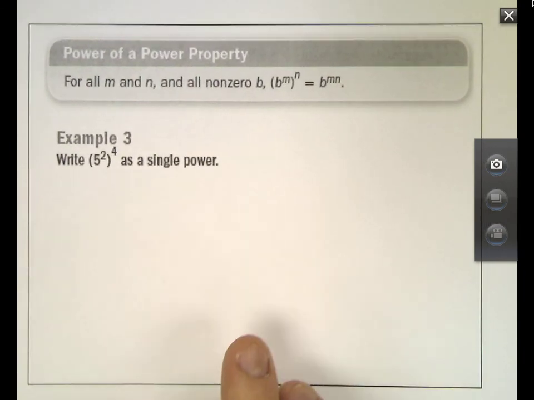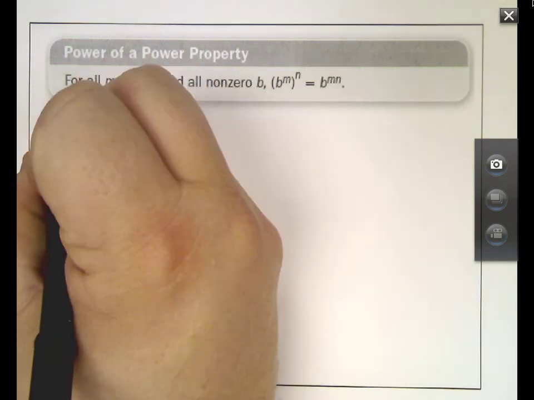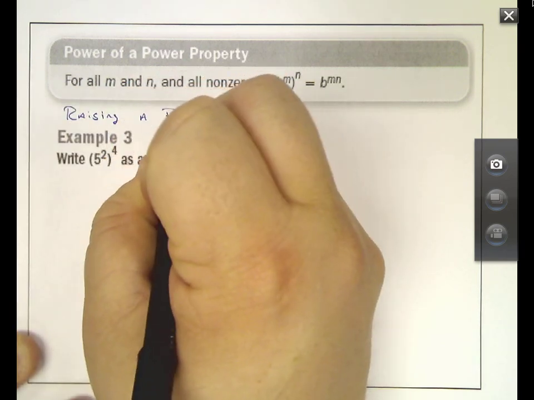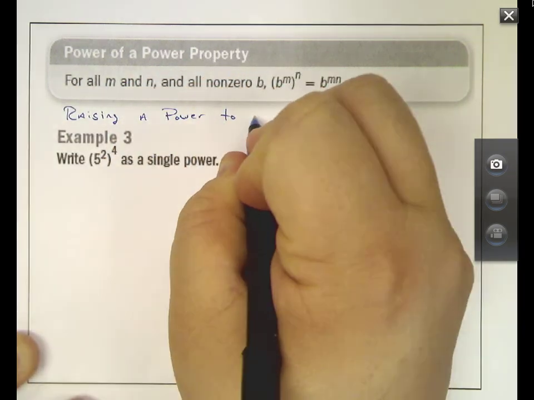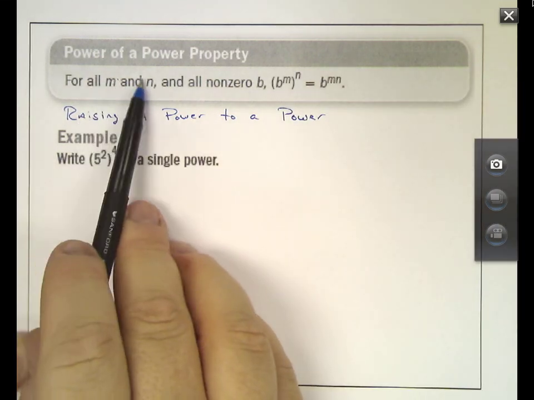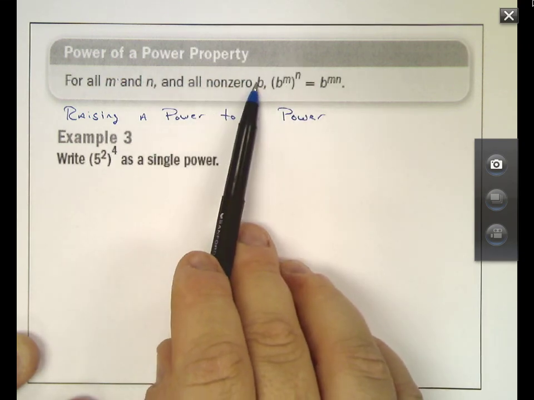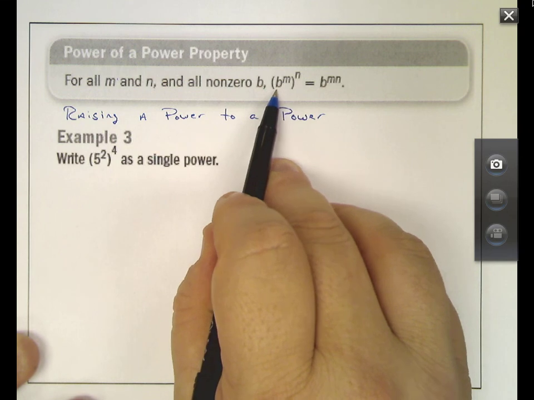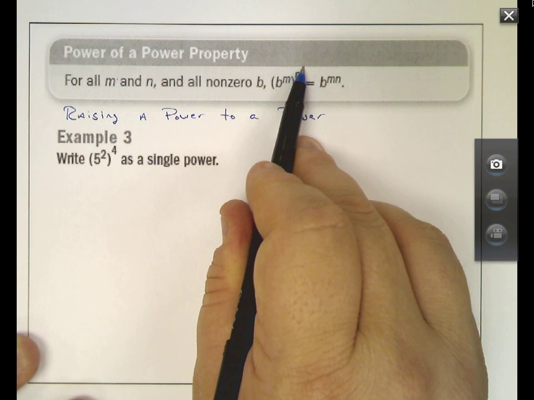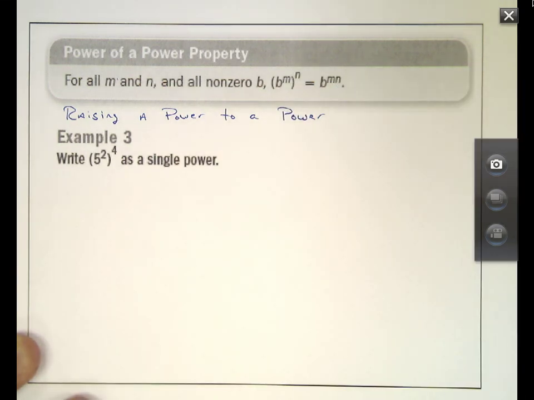Moving along, the next property: the power of a power property. Mr. Johnson also calls this raising a power to a power. For all m and n exponents, and all non-zero b, if you have one base raised to a power, raised to another power, what you do is you multiply those exponents.